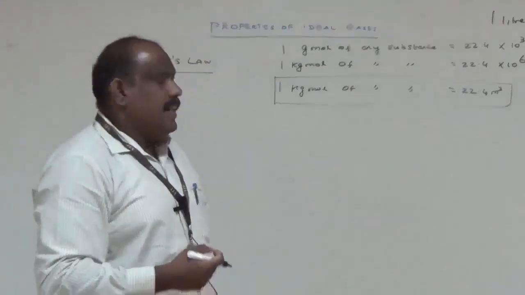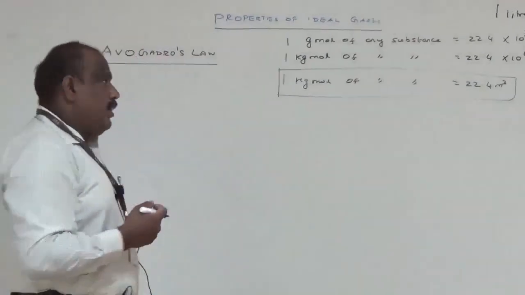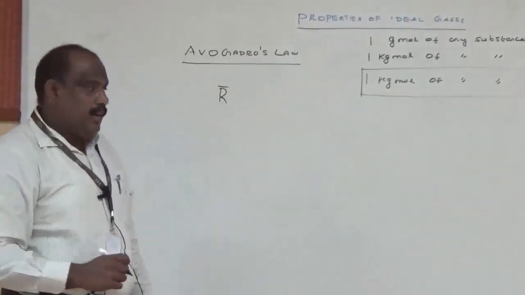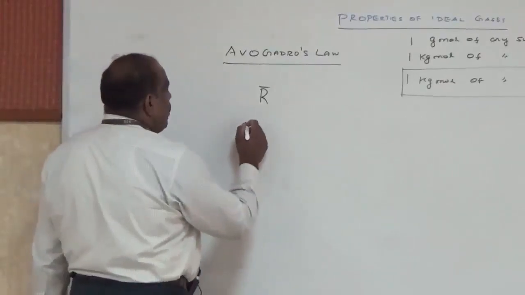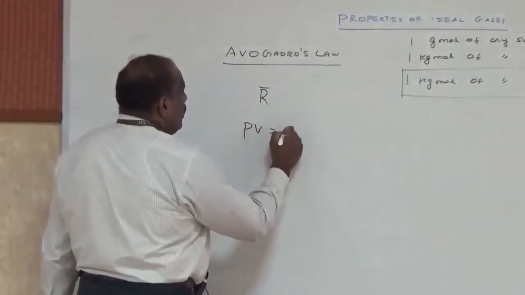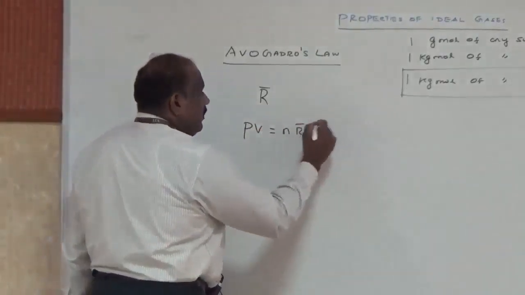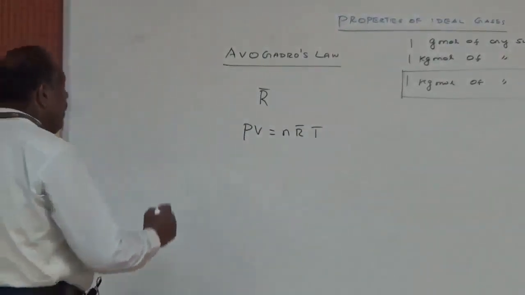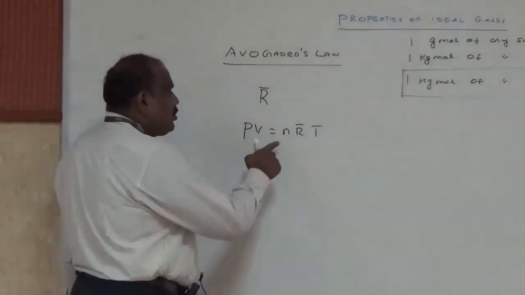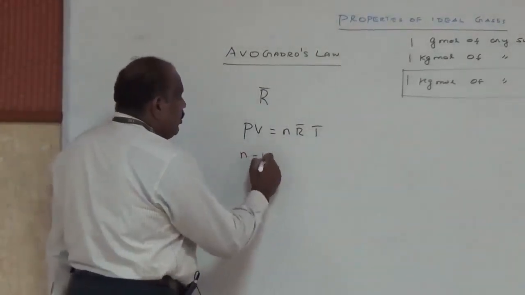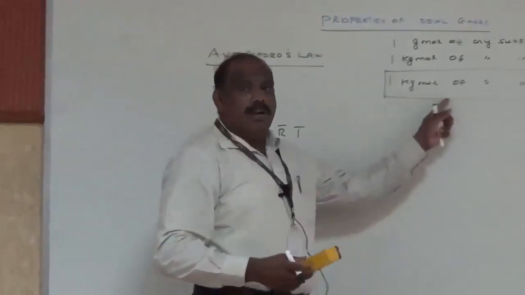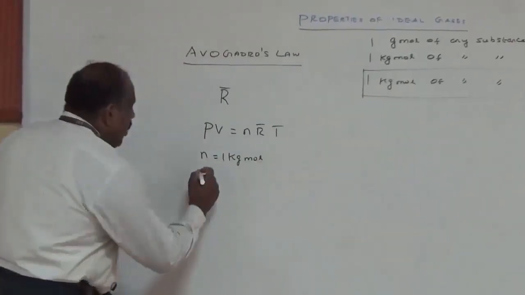With this law, let us find out what is the value of R bar. What is the ideal gas equation in terms of molar basis? PV equal to N R bar T. Now, how much should be the value of N? N should be equal to 1 kilogram mole, because that is the condition.